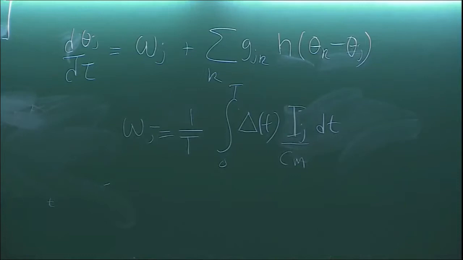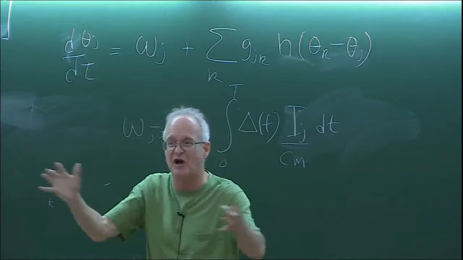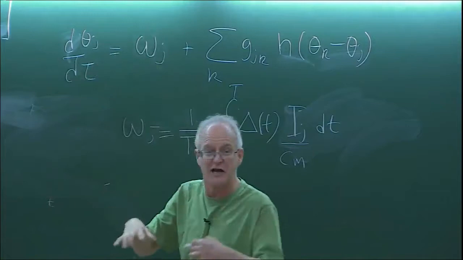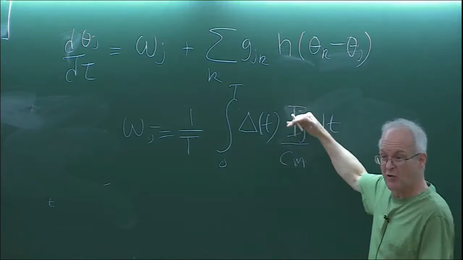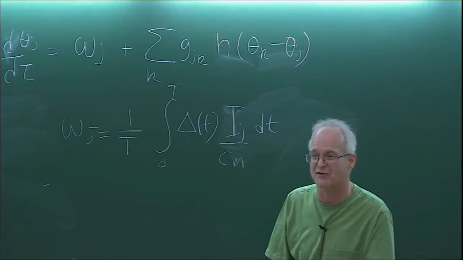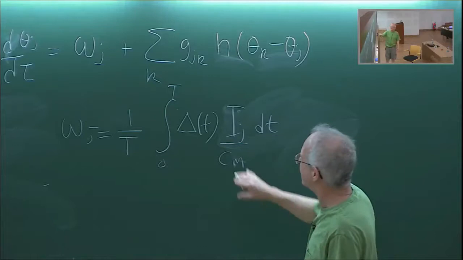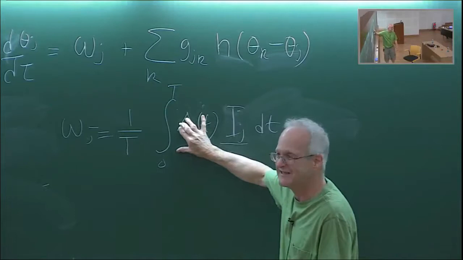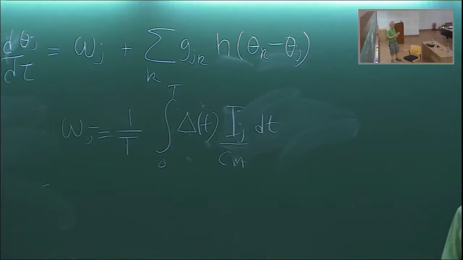So let's check the dimensions and make sure they're right. Okay? What dimensions should omega j have? Phase has dimensions of time, because you're adding it to time. This is dimensions of time, so omega j better be dimensionless. Well, I j over CM, current divided by capacitance, has dimensions of volts per second, right? You probably remember that. And this is seconds per volt. So this is dimensionless. And this is the integral, t divided by t. So great, it's dimensionless. Isn't it great when the dimensions work out? That's a way to tell if you got the thing right. Okay? So omega j is dimensionless.